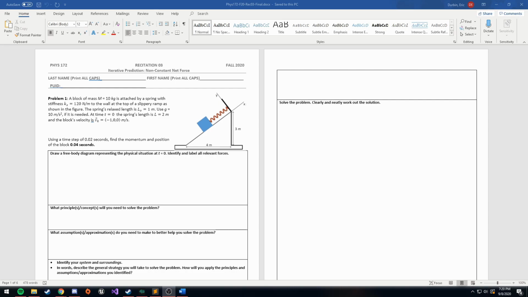Does it give us the angle? It doesn't give us the angle. Well, it says 3, 4, 5 triangle. So it's going to be 3. Oh, I'm dumb. Thank you. You're good. Okay.